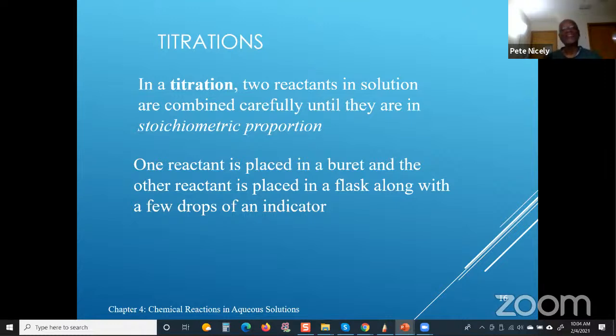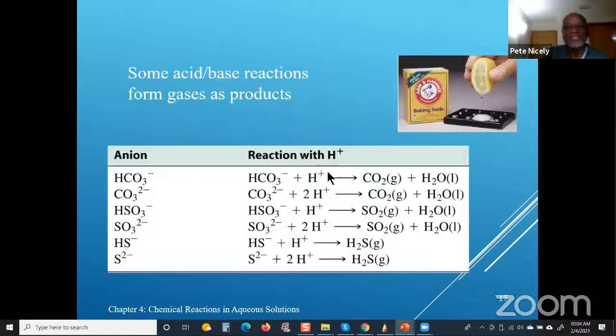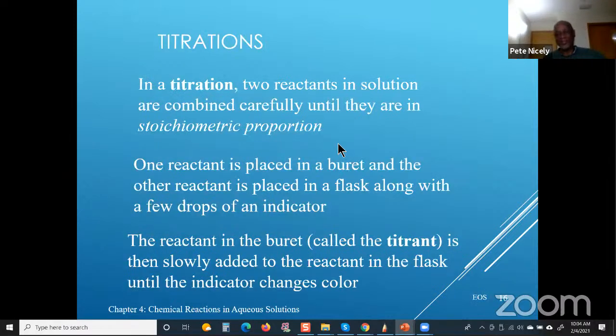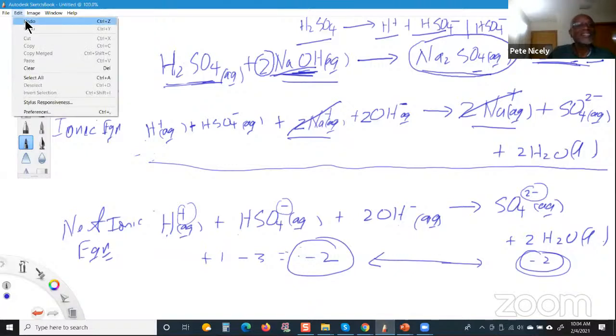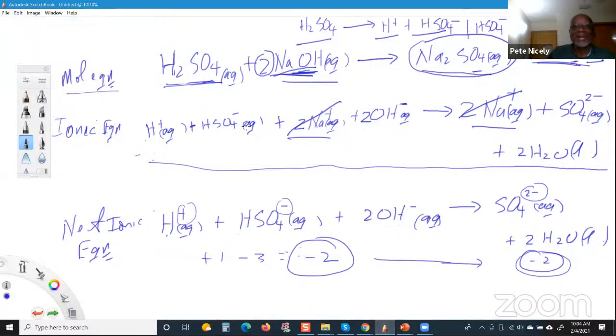So the way we do this is that we place one reactant in a piece of glassware known as a burette. Let me see if I have a diagram of it here. No, I don't. Let me apologize for my lack of artistic skills. I am not in any way talented as an artist, unlike my brother.